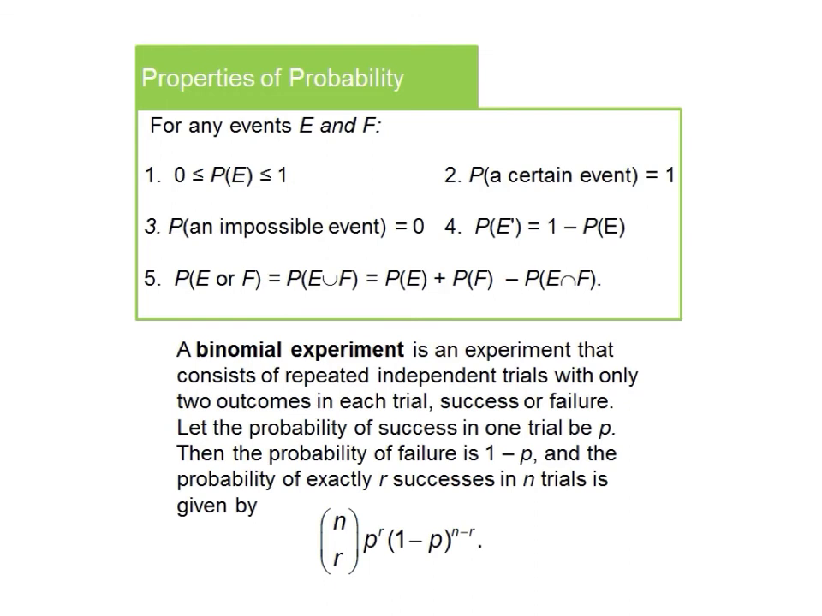Next, we're going to look at a binomial experiment. This is where we're going to start running an experiment, and we're going to have independent trials with only 2 outcomes. The most common form of this is flipping a coin, because your outcome is heads or tails, success or failure. So let the probability of success in one trial be P. The probability of failure is 1 minus P, because it's its complement. And the probability of exactly R number of successes in N trials is shown with this formula.